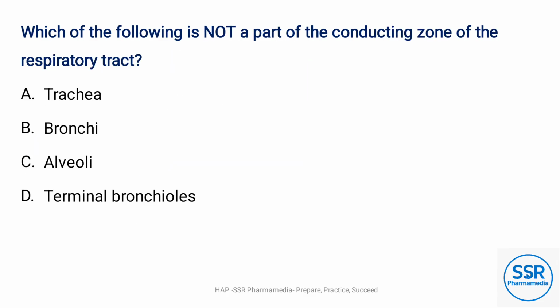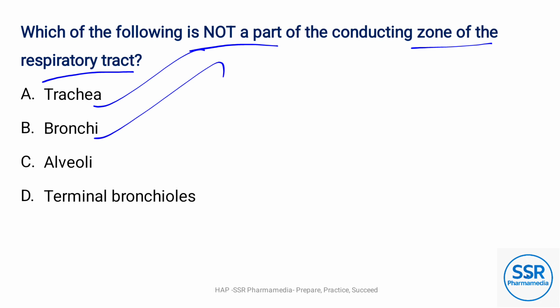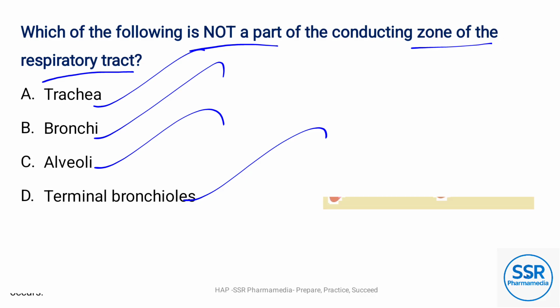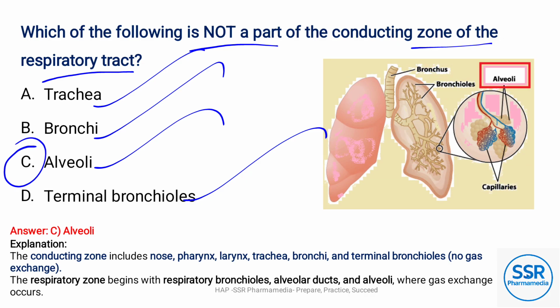Next, which of the following is not part of the conducting zone of the respiratory tract? Option A, trachea. Option B, bronchi. Option C, alveoli. Option D, terminal bronchioles. So the answer is option C, alveoli. So this part is called alveoli. Above the alveoli, this is called capillaries.